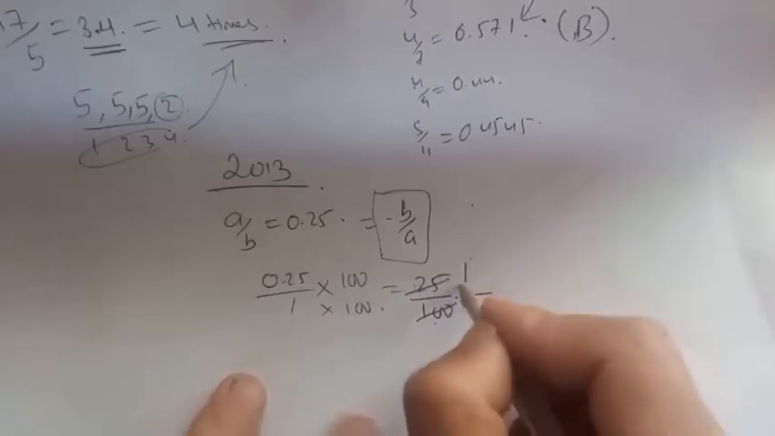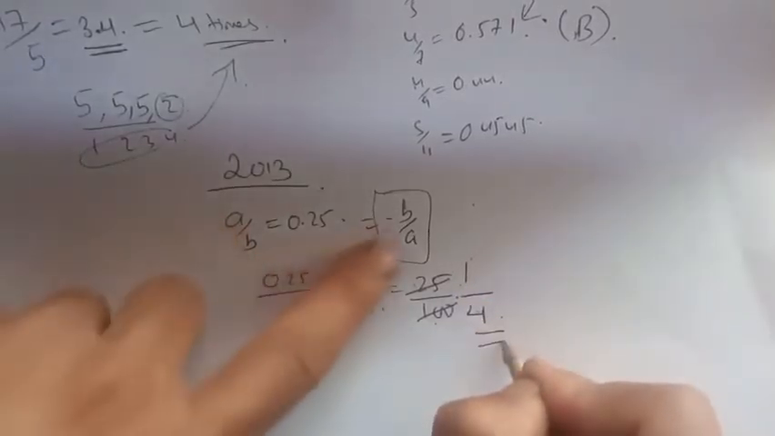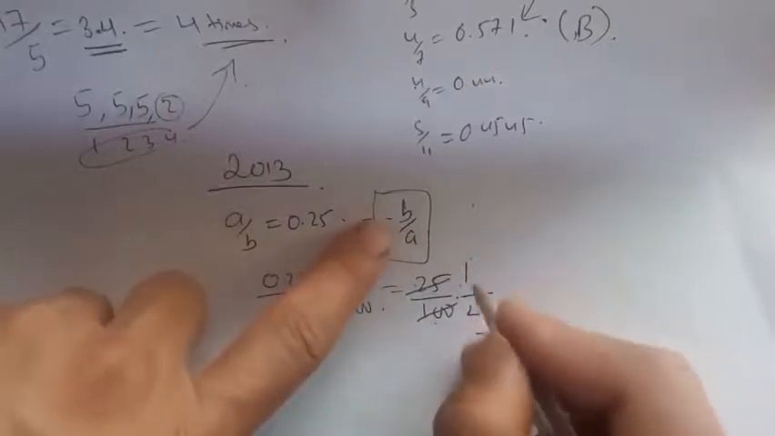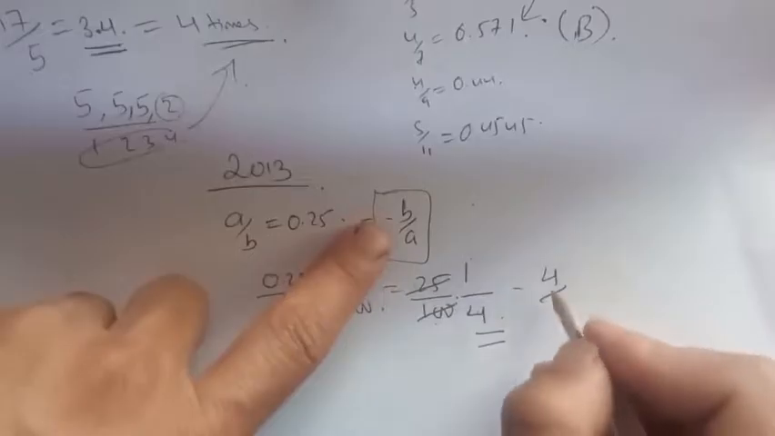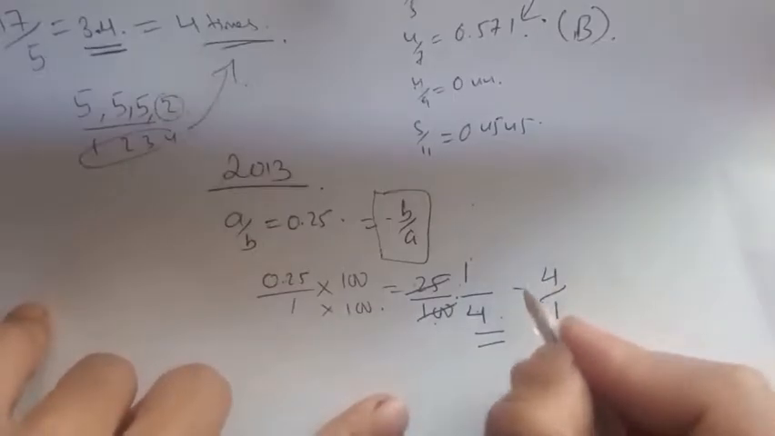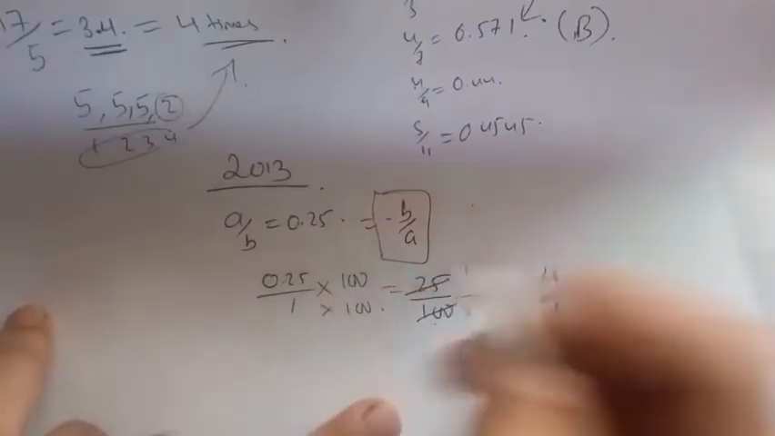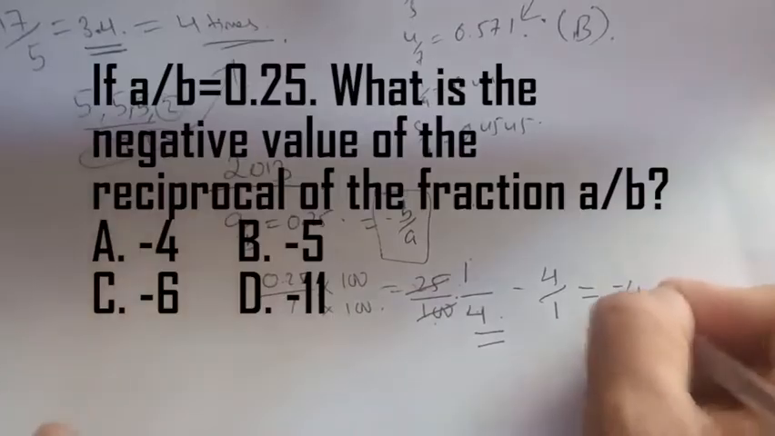by 4. So the value of a by b is 1 by 4. Now the reciprocal of 1 by 4 is 4 by 1, and with the negative sign it becomes negative 4 by 1, which is negative 4. So directly, negative 4 is the correct option, which is option A.